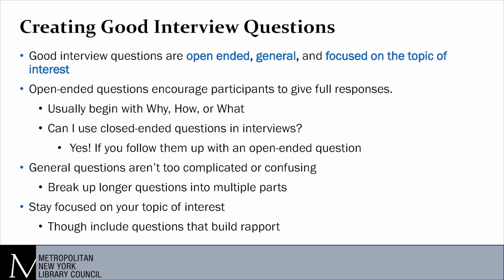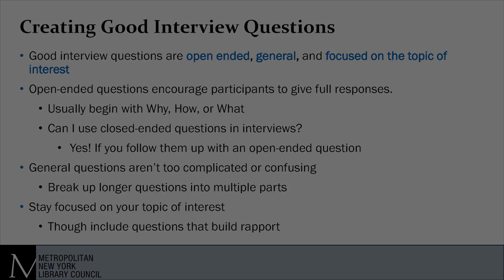And then finally, make sure that you stay focused on your topic of interest. I'm going to talk a little bit about questions that are more designed to build rapport, to build trust, and they're necessary questions as well. But for the most part, you've got a specific reason for conducting an interview, and there's certain things you want to know. So you want questions that are going to help you get the answers to those questions.